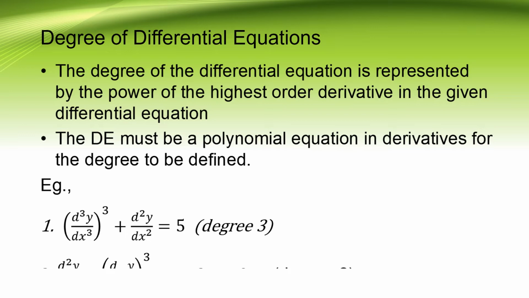Let's see the first equation. Here I am giving d cube y by dx cube plus d squared y by dx squared is equal to 5. The highest order here is 3, because the equation is differentiated 3 times. So d cube y by dx cube is the highest order derivative, and the power of the highest order derivative is 3. So in this equation, the degree of the differential equation is 3.